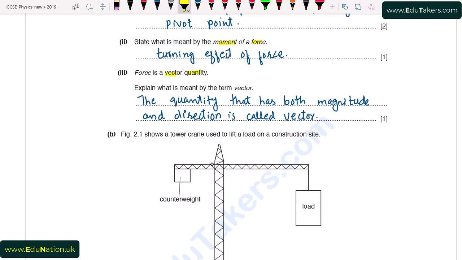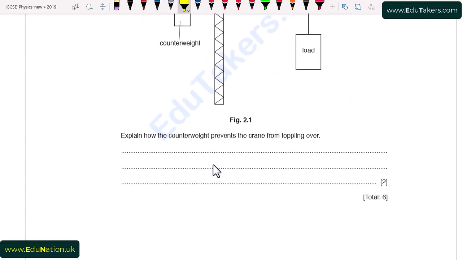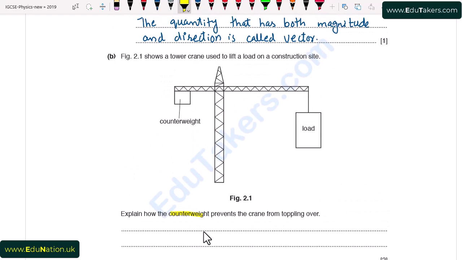Part B. Figure 2.1 shows a tower crane used to lift a load on a construction site. Explain how the counterweight prevents the crane from toppling over. So here is the figure 2.1 and we can see that it's a crane that is used to lift a load that is attached at one end. To balance this there will be the counterweight on the opposite side of the load so that this crane gets balanced, and this counterweight prevents the crane from toppling over.